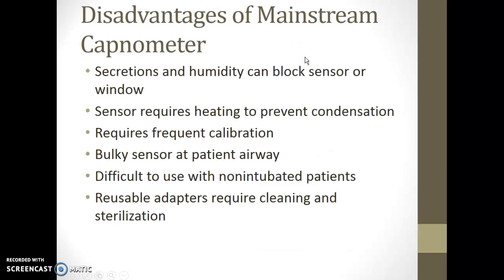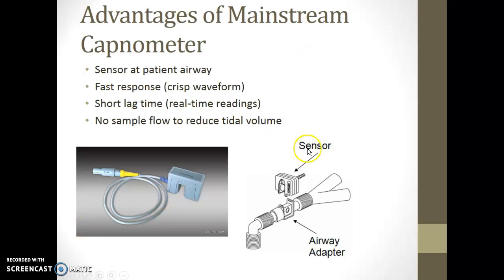Some disadvantages of the mainstream capnometer. You can get secretions, and humidity can block the sensor or the window. If you go back to that picture that shows the mainstream capnometer, here I'll go back in on the lecture, this little sensor on the inside of there, that can get secretions inside of there. It can get humidity inside of there, which will mess with the readings.